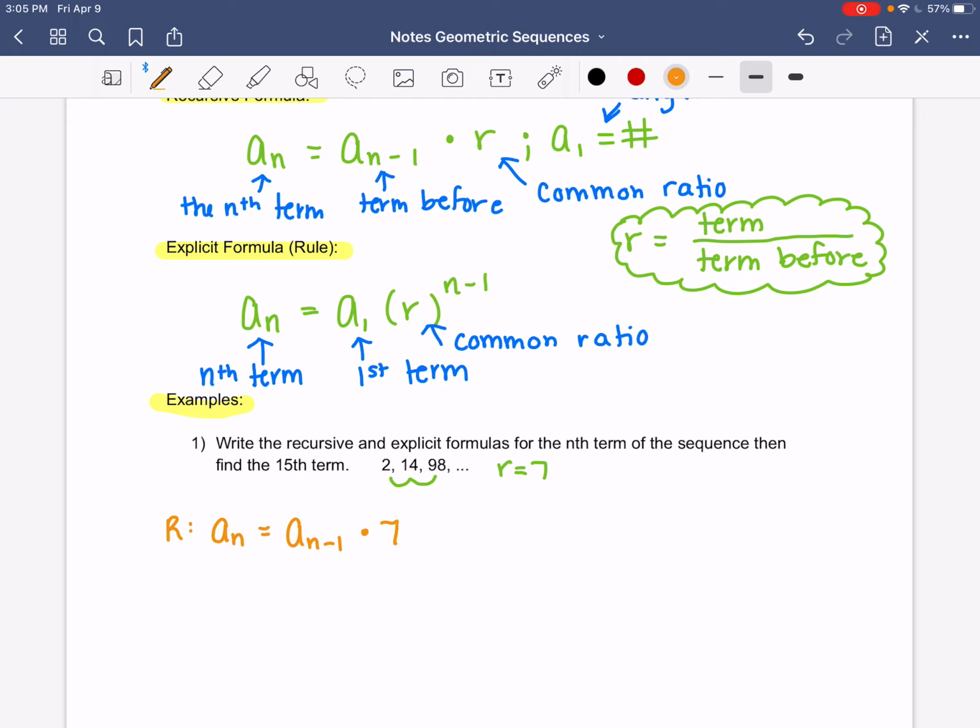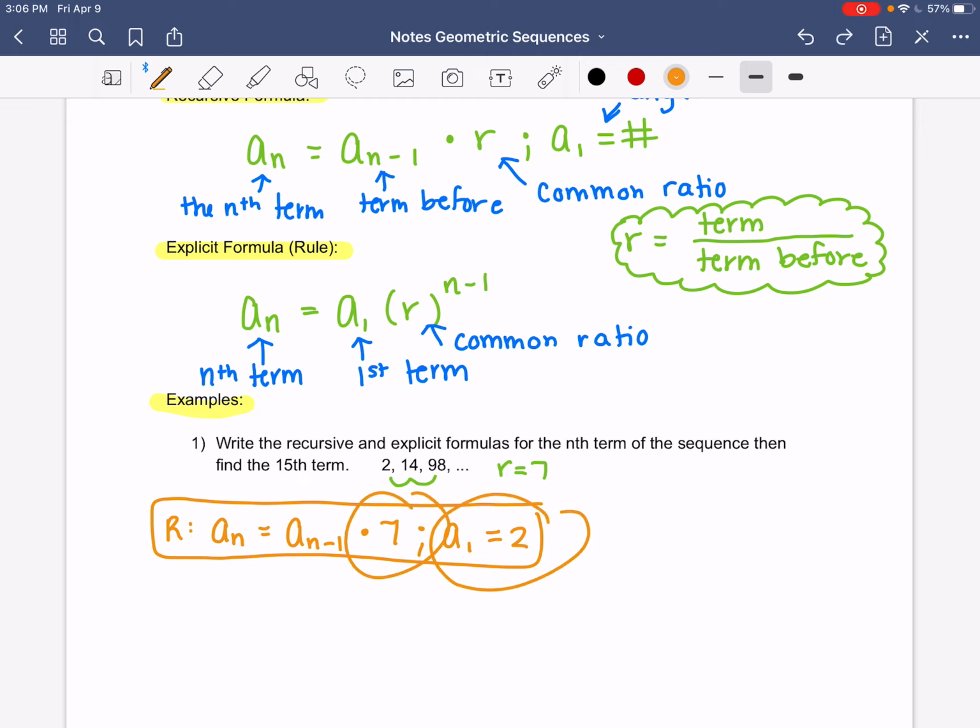My common ratio is 7. And then we just list any term. Usually we list the first term. So the first term is 2. The reason why we would have the recursive formula is, instead of listing out all of our numbers, we can just give them this and say, okay, you start at 2 and you multiply by 7. And that's the pattern of how you get your numbers.